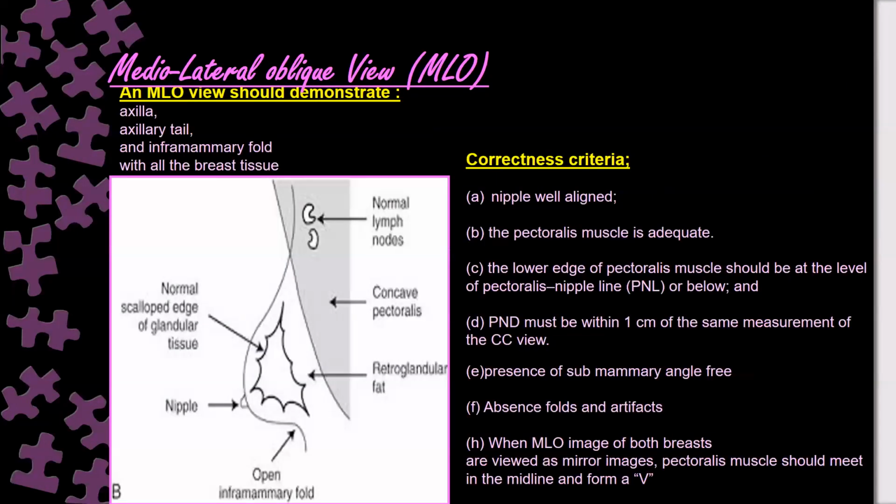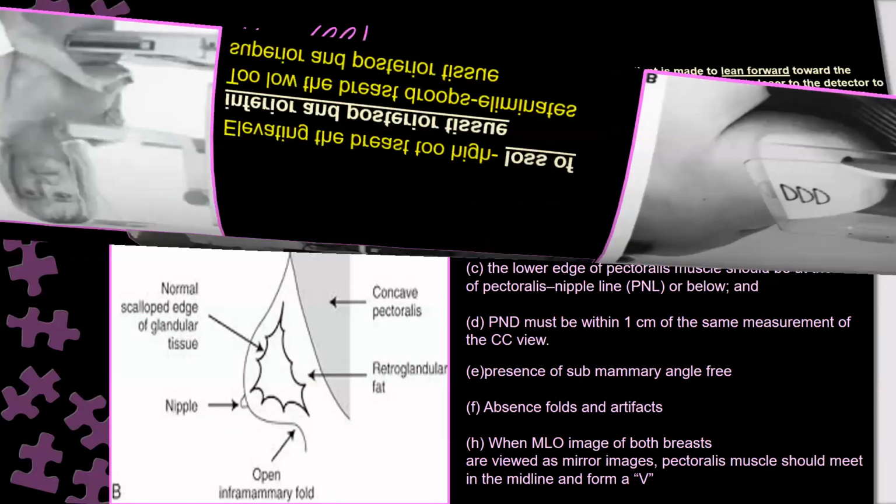And there are criteria to evaluate the MLO. As we mentioned before, it has to include the axillary tail, inframammary fold, as well as the whole breast tissue with the nipple well aligned, adequate pectoralis muscle wide at the axilla, its apex below the posterior nipple line, and the submammary fold should be open and seen without artifact or folds. And when placed on the MLO, it has to give the V shape image.